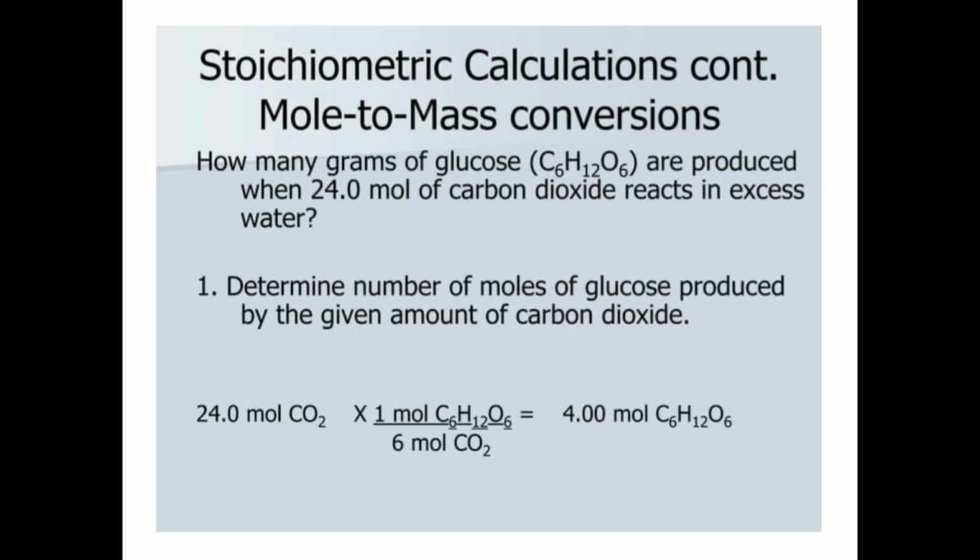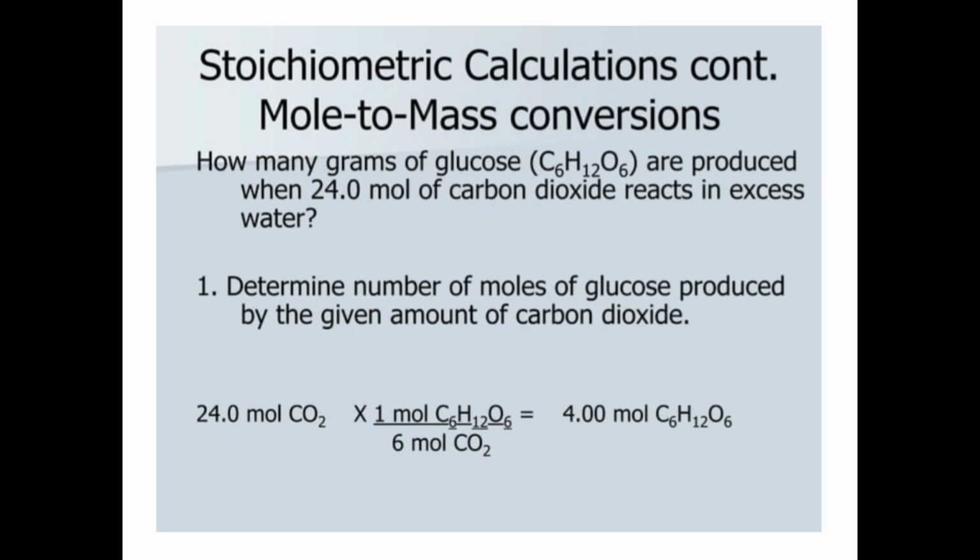That is 1/6. Your unknown is glucose, that's 1. The known is CO2, over 6. So in writing the mole ratio, don't forget, unknown over known. So that's why we have 1/6. The moles of known, 24, times the mole ratio 1/6 will give you the moles of the unknown.